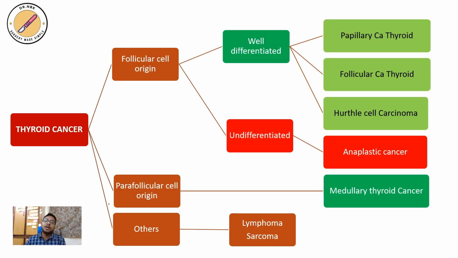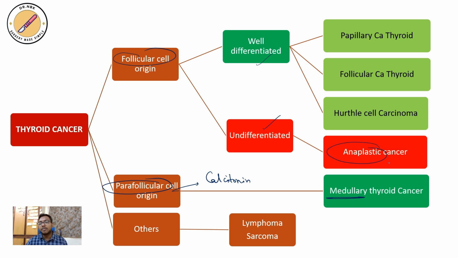Right. Next, these are the different types of thyroid cancer based on cell of origin. You know that there are mainly two important types of cells in the thyroid gland. One is the follicular cell, second one is the parafollicular cell. From the parafollicular cells, you get calcitonin. You know that. So from the parafollicular cells, you have medullary thyroid cancer. From follicular cells, again, well differentiated thyroid cancer and undifferentiated thyroid cancer.